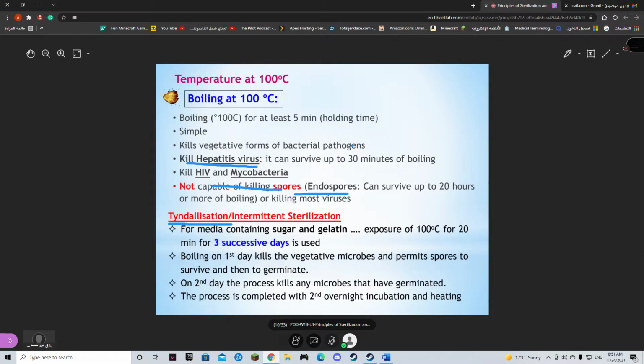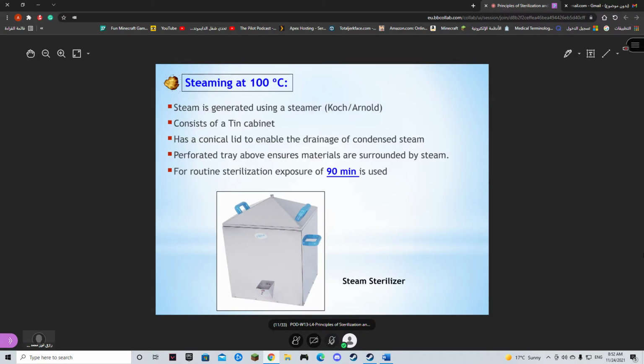For example, you have a media containing sugar and gelatin. On the first day, you can kill the vegetative cells at 100 degrees Celsius, which is very easy. The spores will be there, and they will mature and become vegetative again. On the second day, you kill those vegetative cells, but some spores are still there, and after 24 hours they become vegetative again. On the third day, you completely remove all spores and vegetative cells from the media, so the media is ready to use.